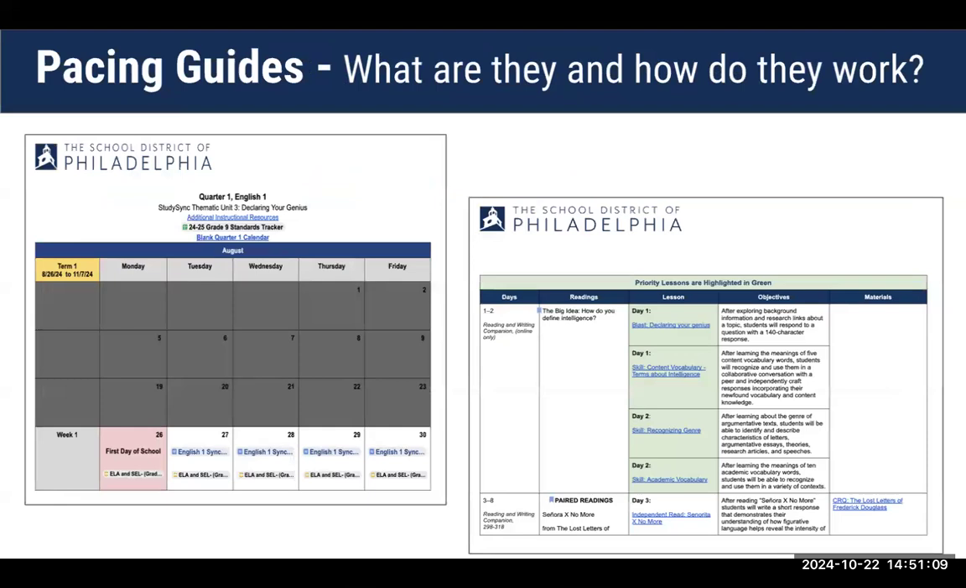At the top of each pacing guide, you will find the following information: the quarter and course name, the name of the text, a hyperlink to the additional instructional resources page, the standards tracker, and a blank calendar for the quarter in question, so you can fill in your own pacing as needed.